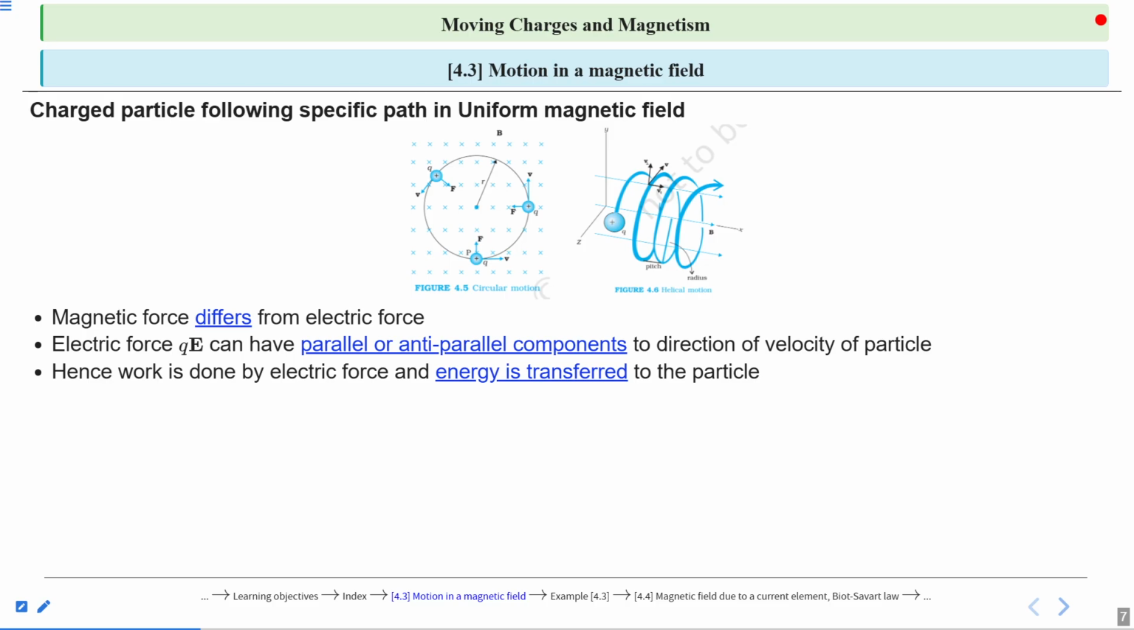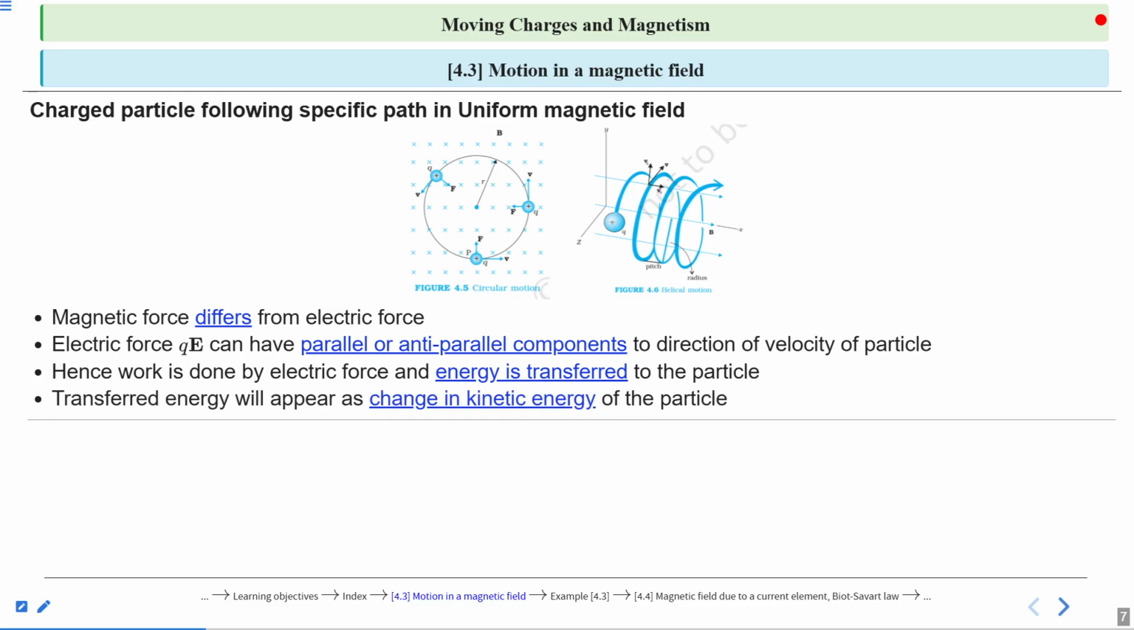Okay, so velocity is changing due to this qE force, and work is done by the electric force and energy is transferred to the particle. Transferred energy will appear as a change in the kinetic energy of the particle. So this transfer of energy can be seen as a change in the kinetic energy or a change in the velocity of the particle.